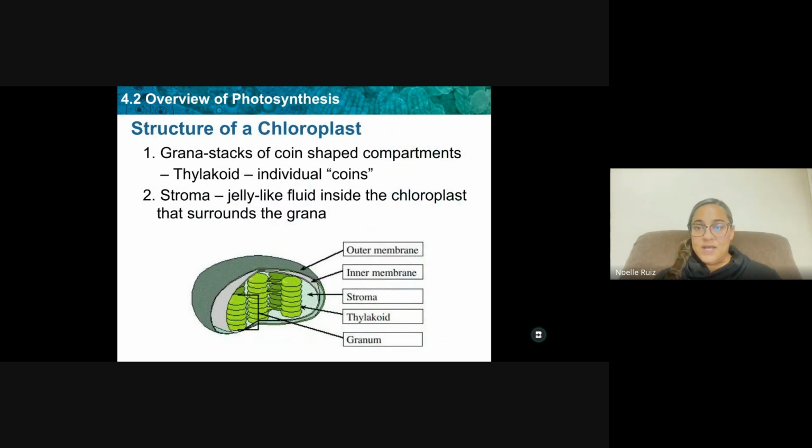The structure of a chloroplast. So just like when we broke open a cell and we looked at all the bunch of stuff in it, there's a bunch of organelles. Apparently, we've learned how to break open a chloroplast, and there's a bunch of stuff inside the chloroplast as well. If you bust open a chloroplast, it has these little stacks of coins inside, and it has its own liquid inside as well, kind of like the cytoplasm in the cell. But grana are the stacks of coin-shaped compartments, and then thylakoids are the individual coins.